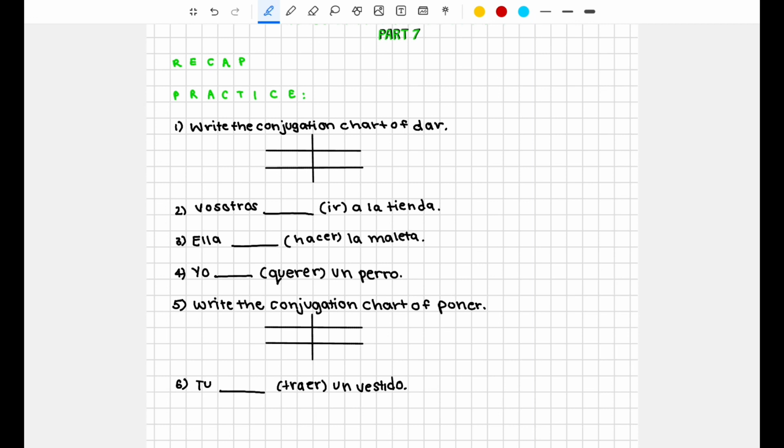Number 1, we are writing the conjugation chart of dar, and dar is one of the verbs that just follows the ER-IR preterite conjugation chart. So the first thing we're going to do is get rid of the AR at the end, and then our stem is just the D part, and then we can add in our ER-IR endings, which is di, diste, dio, dimos, disteis, and lastly, dieron.